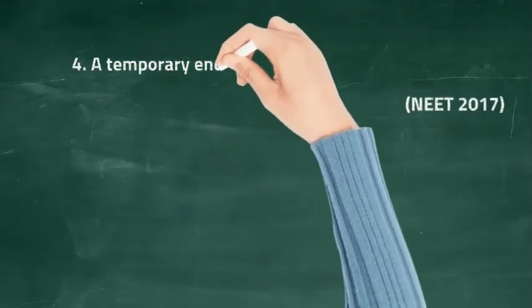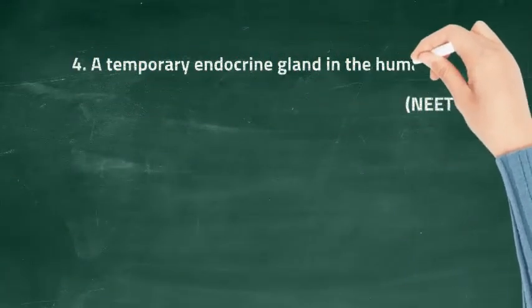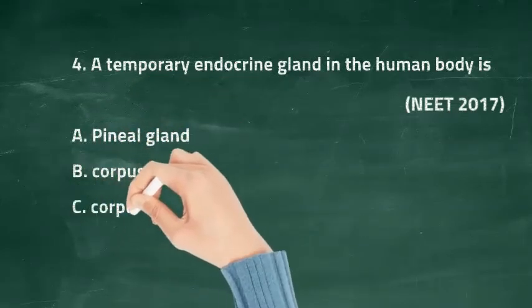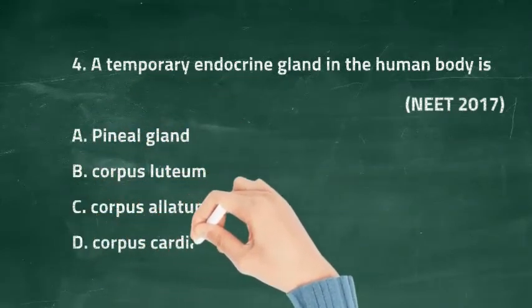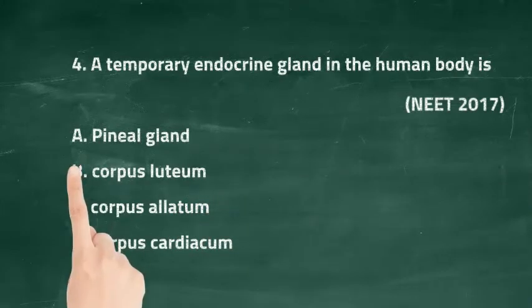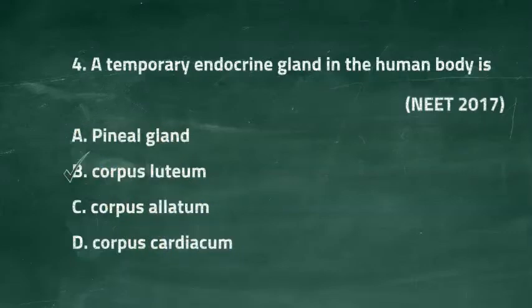Question 4. A temporary endocrine gland in the human body is: option A, pineal gland; option B, corpus luteum; option C, corpus callosum; and option D, corpus cardiacum. So the right answer for this question is option B, corpus luteum.